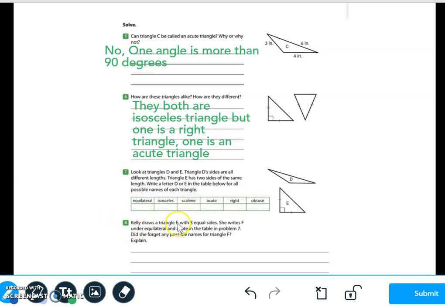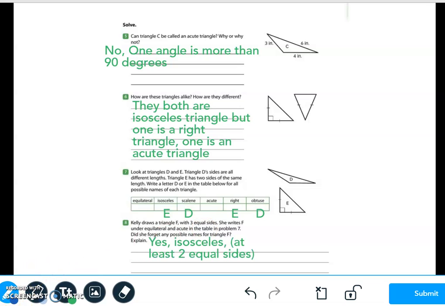It says Kelly draws a triangle F with 3 equal sides. She writes F under equilateral and acute in the table in problem 7. Did she forget any possible names for her triangle F? So no, we know that her triangle has all equal sides. That's what we know so far. Now, because it has equal sides, we also know that it would have equal angles. So let's see what we could have also included.